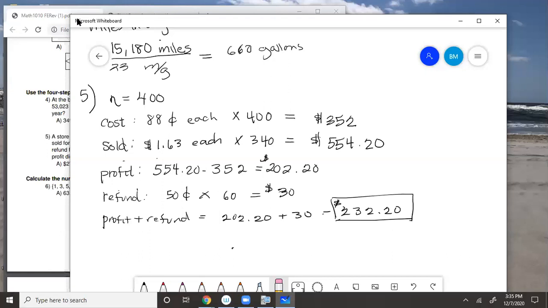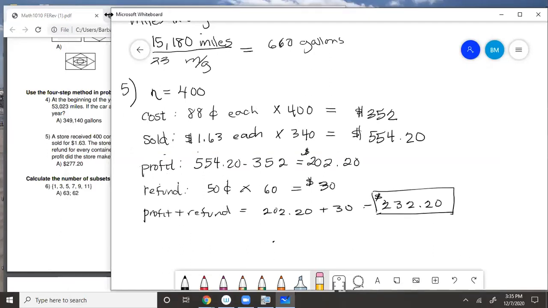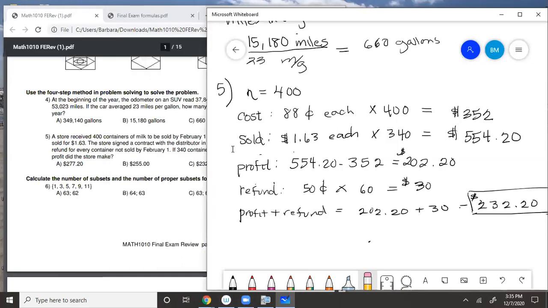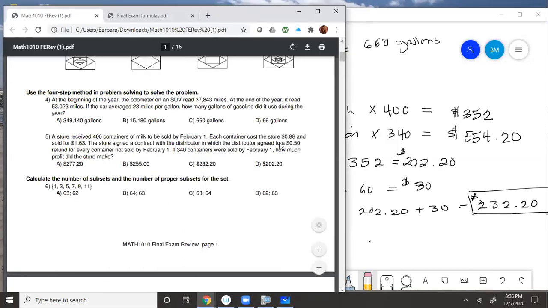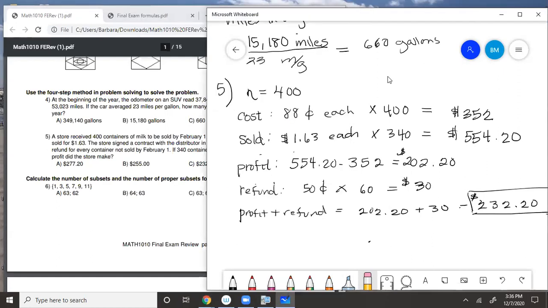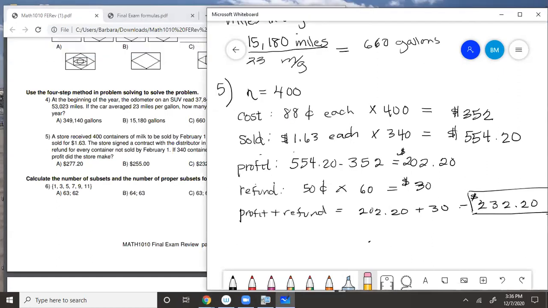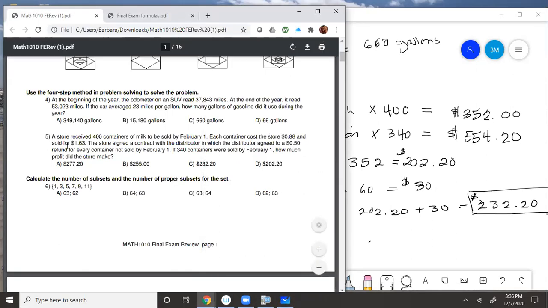All right, so let's just go over what we did for number 5. We have a total of 400 containers of milk, and each container costs the store 88 cents. So it costs the store a total of $352. And then they sold the containers for $1.63. And the store signed a contract with a distributor where they agreed to pay 50 cents for every container not sold. And they sold 340 containers.